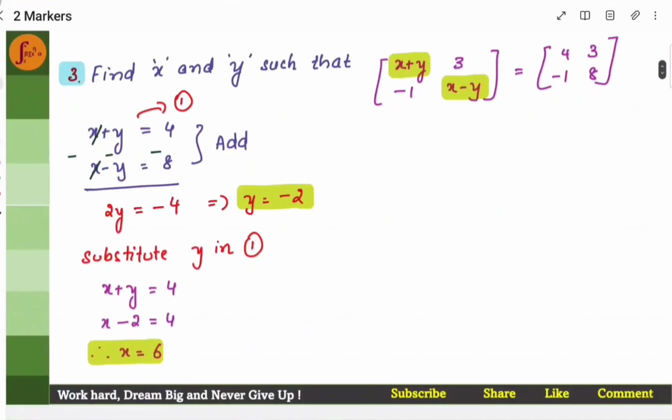The third type of problem is you'll have to find X and Y, right? So what you'll have to do is wherever you have X and Y, whichever elements have X and Y, equate them to the corresponding element in the other matrix. So you have X plus Y equated to 4. And here also you have X minus Y equated to 8, the corresponding elements, right? And then you get 2 equations. Then you can try to eliminate one of the variables, right? By adding or subtracting, you try to eliminate. So you get the value of y. Take the value of y and substitute in one of the equations. You'll get value of x.